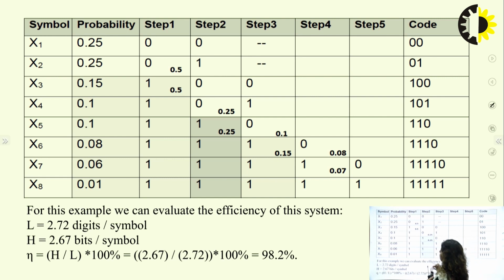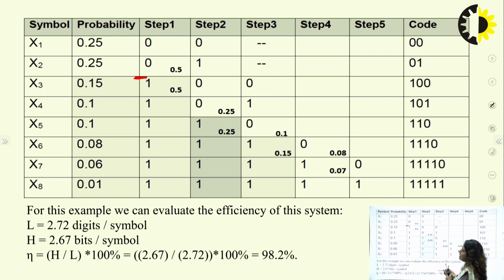Firstly, we have to see where to partition the probabilities into two equal halves. If we sum these probabilities, it gives 0.5, and the lower part is also around 0.5. So we can divide from this point, and the upper half we assign 0 and the lower half we assign 1.